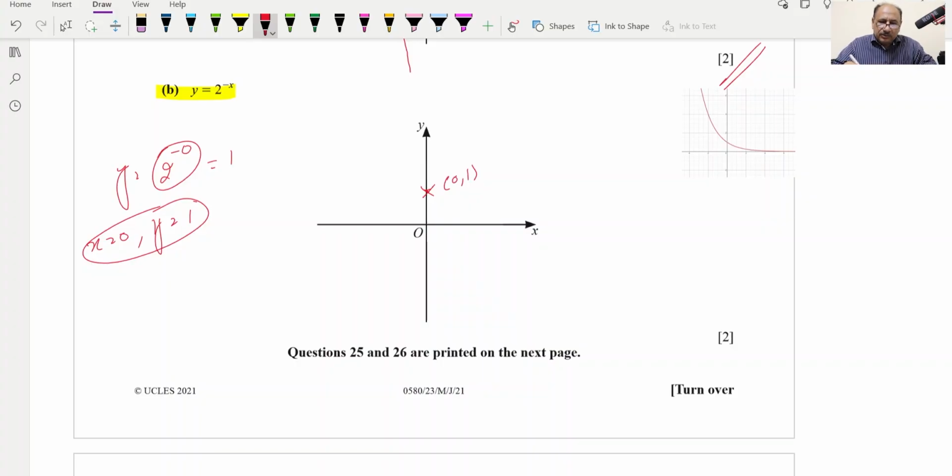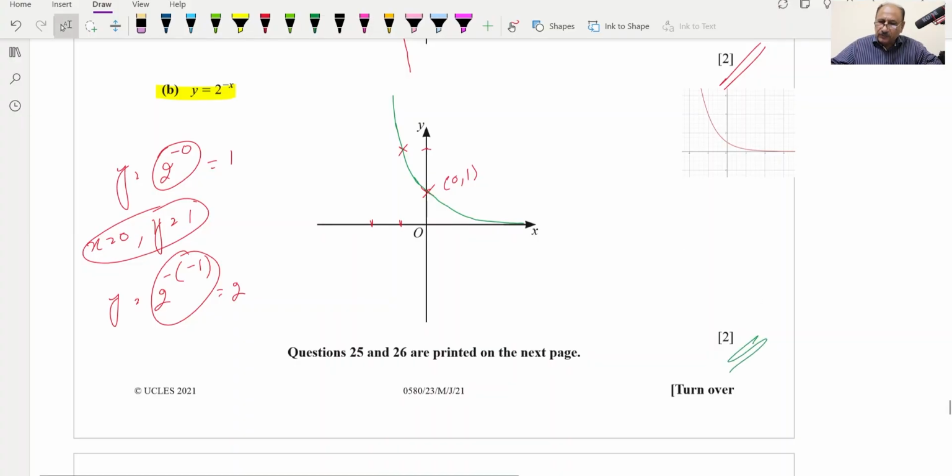if x is equal to a negative value, for example negative 1, then y will be 2 raised to the power of negative negative 1, so it will be equal to 2. Roughly over here, when x is equal to minus 1, y will be 2. The graph will be like this, moving from here to here. So this will be the curve which we can draw.